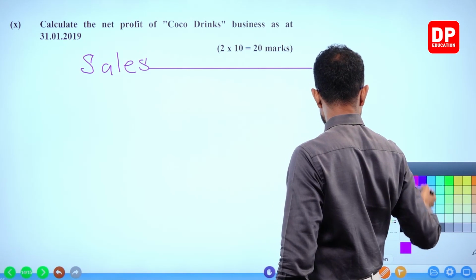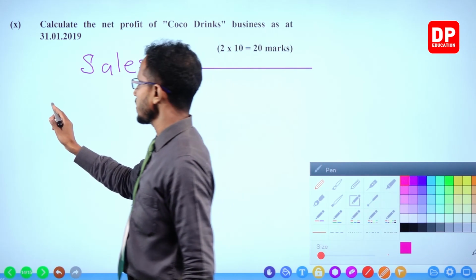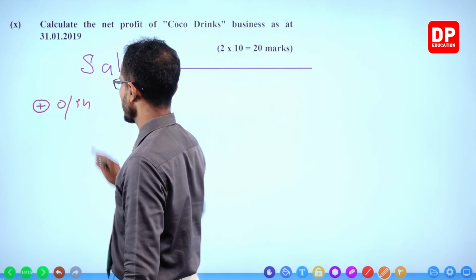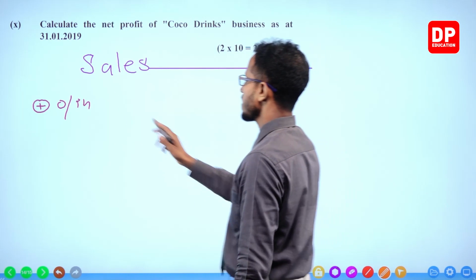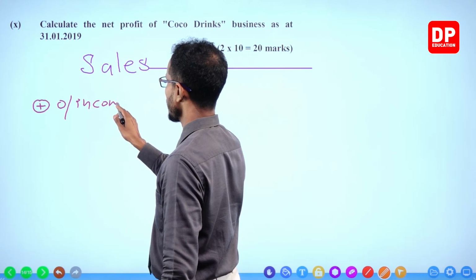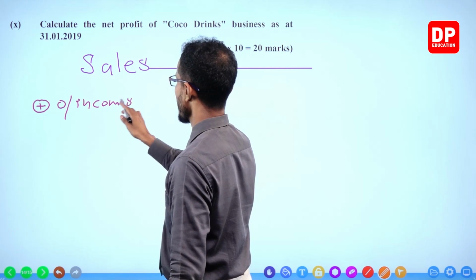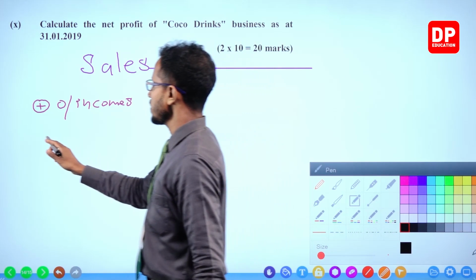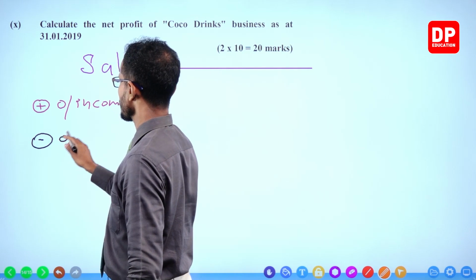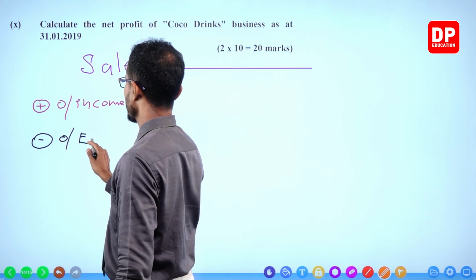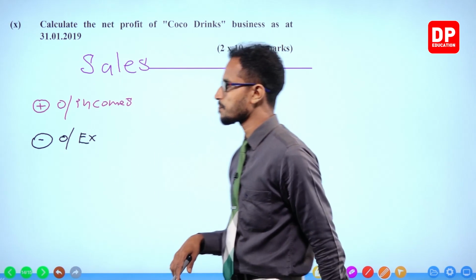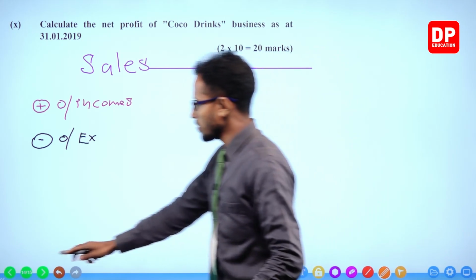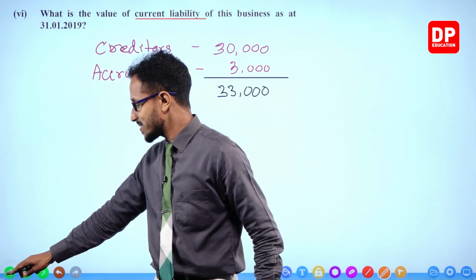Then, if there are any other incomes, add other incomes. If there are any, add them. And take the other expenses, subtract the other expenses. Right? That's it. Now let's go and take the sales income.